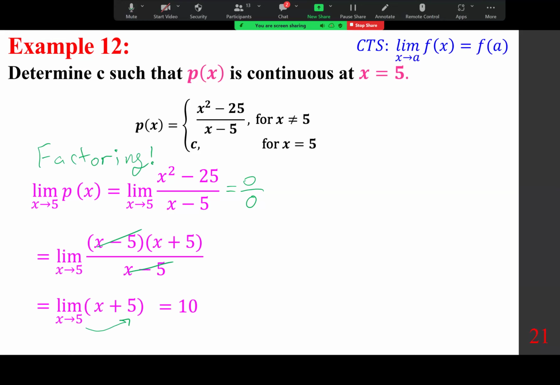So a function is continuous if the limit of f of x as x approaches a equals f of a, then it's continuous at a. So in order for this function to be continuous at x equals 5, the functional value must be the same. The functional value is given as c, therefore c must be 10.